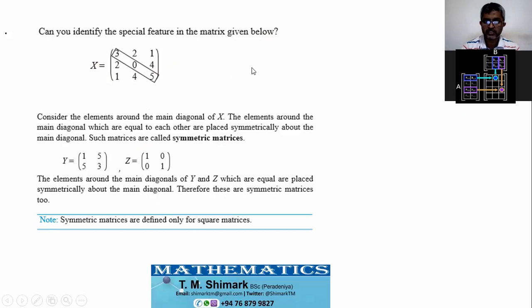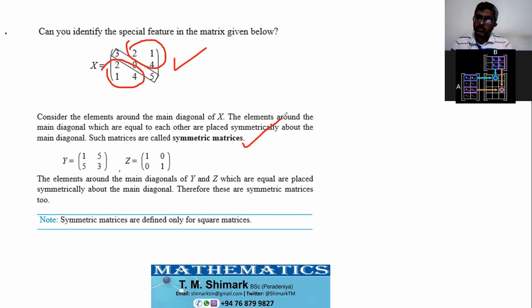Yeah, this is a square matrix, right? Square matrix is the correct answer. And if you take here x, see here, the main diagonal of x, 0, 3, 0, and 5, the elements around the main diagonal. See here, what do you feel about that? They are identical. We call that a symmetric matrix. They are symmetric, we call.